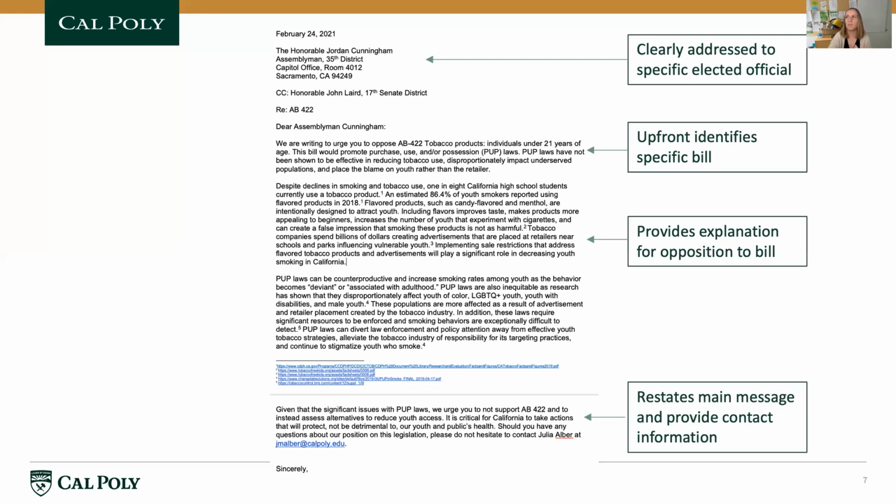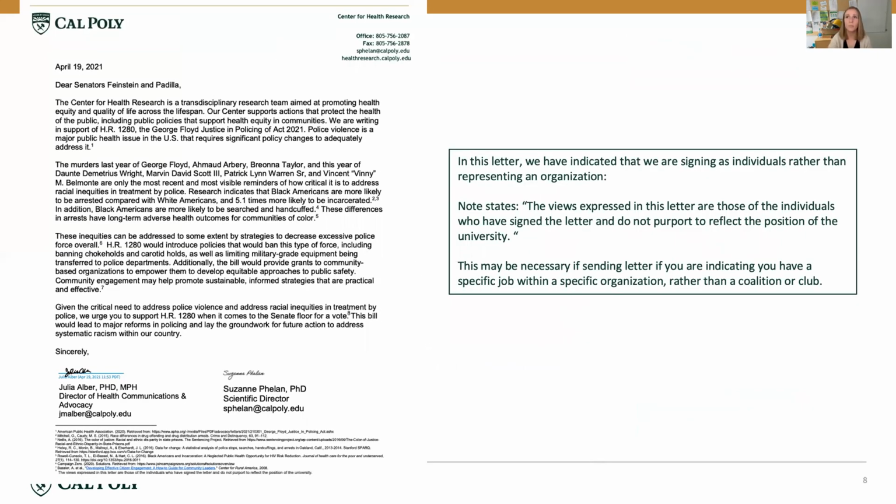There are a lot of ones that are upfront that you can find that are pre-written for you if you need more information about how to write these. And then I wanted to provide an example of a federal one that we mailed. This one is very recent. We just sent this last week, urging support for the George Floyd Justice in Policing Act. This one is from the Center for Health Research, so we really just focused on the evidence related to that bill specifically, and obviously the issue with policing. But I wanted to note in this one that we actually did state that the views expressed in the letter are those of the people who signed it and not of Cal Poly necessarily.